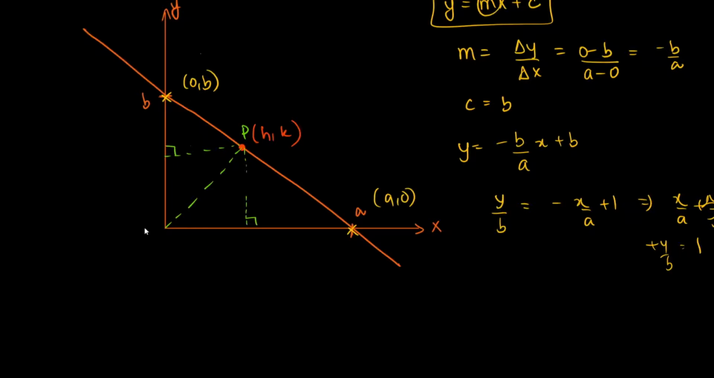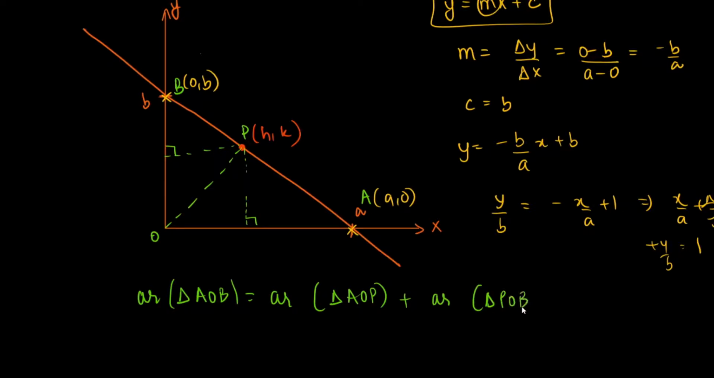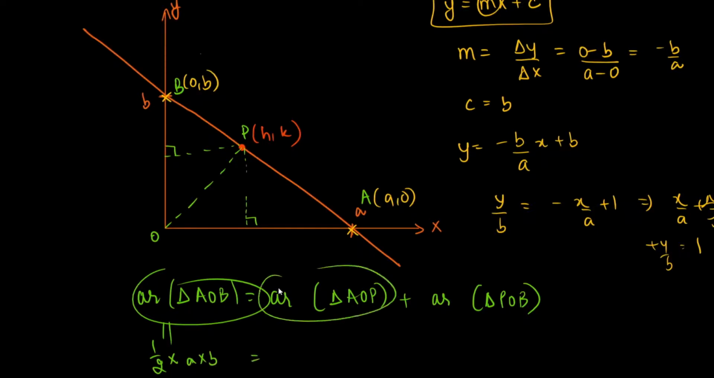Now what we can say is, let's say this is point b and this is point a. So we can say that the area of the triangle AOB is equal to the area of the triangle AOP plus the area of the triangle POB. Now the first one is just equal to half times a into b.